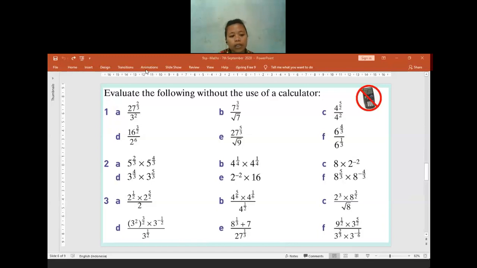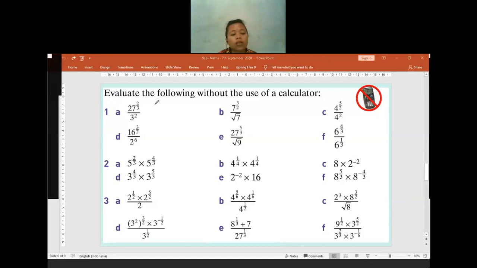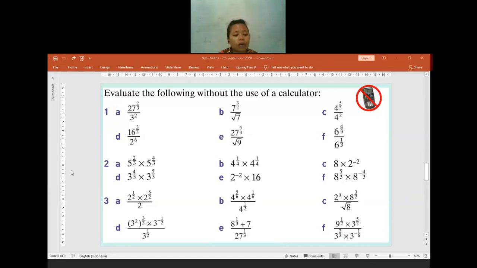We have three questions. All of them have fractional indices. All the things that you can do, you have to change all the fractional indices into normal numbers, so it will be easier for you to calculate. Now, 27 to the power of 2 per 3. How much is it? 27 to the power of 1 per 3 is 3, and then 3 squared is 9. Okay, 9. Then 9 divided by 9 is 1.